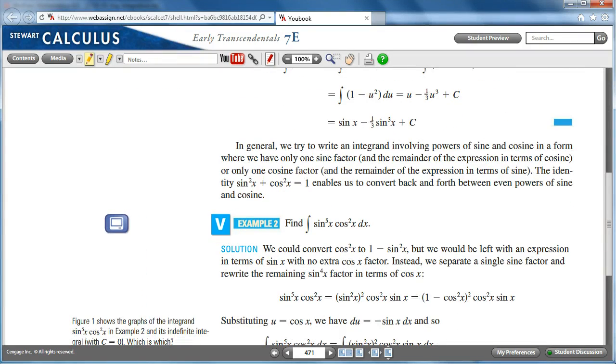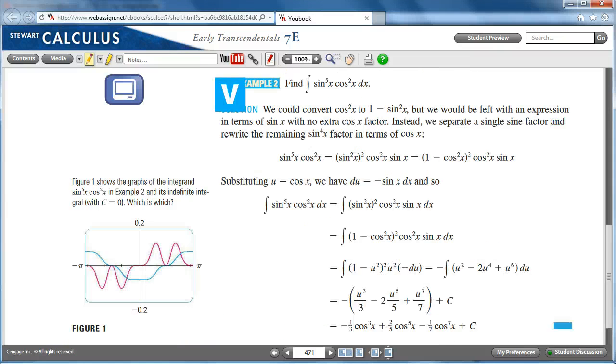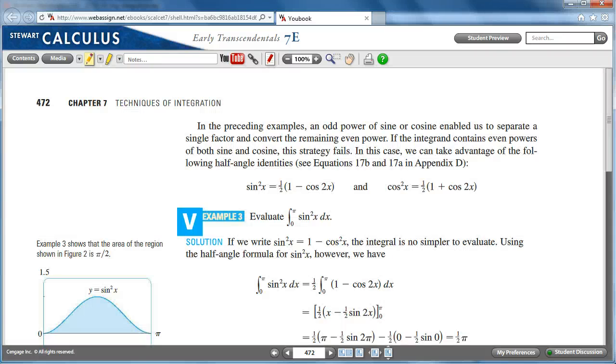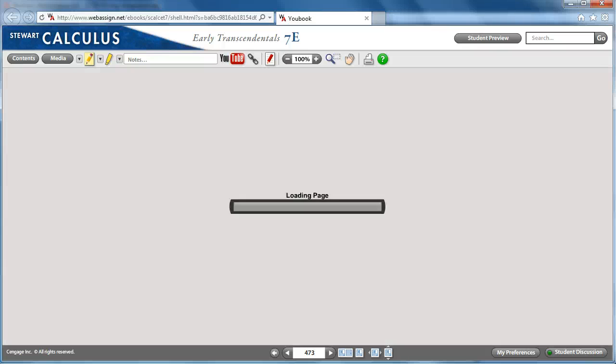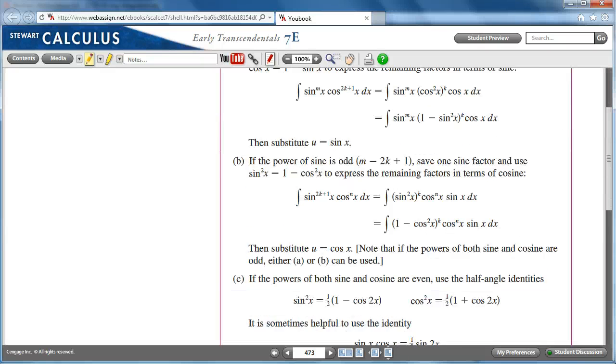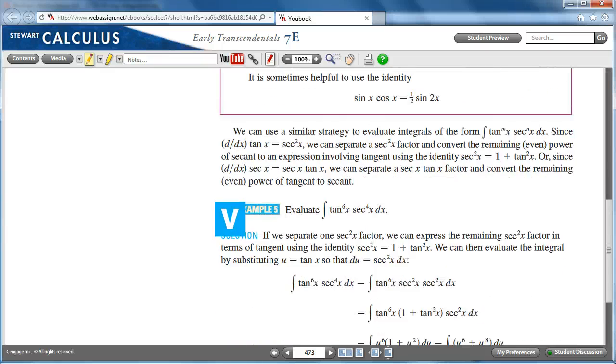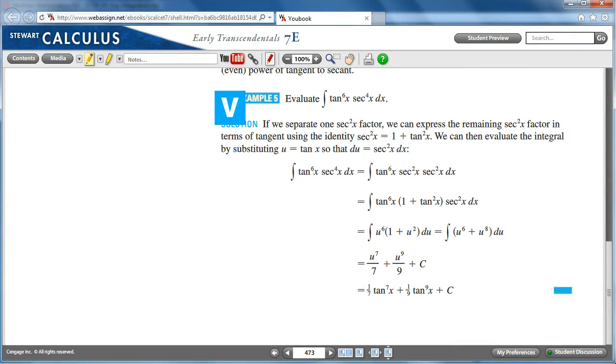Example 2, sine to the fifth power times cosine squared. Sine and cosine. Let's go over to the next page. Sine squared, example 3. Sine to the fourth power, example 4. All those are sine and cosine types, and that's type 1. By the way, here's a summary version of that, but we're going to discuss all these in a moment. Right now, let me go over to type 2.